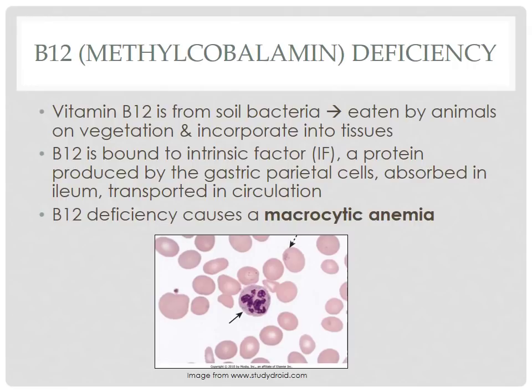B12 is bound to a protein produced by the gastric parietal cells, which is called intrinsic factor. Intrinsic factor allows the B12 to be properly absorbed in the ileum and then brings it to the circulation. B12 deficiency will cause a macrocytic anemia, as pictured below. You can see the macrocytosis in many of these cells here. They're all pretty large. And you also will see this hypersegmented polymorphonuclear cell, which we'll talk about in a little while.